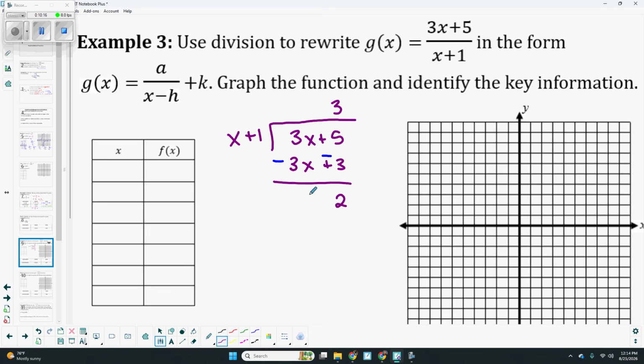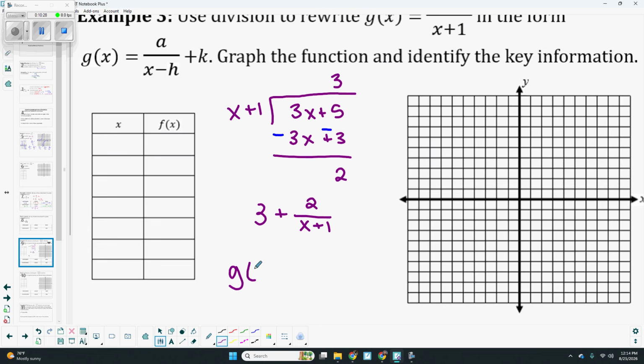So what this would look like is this would be 3 plus the remainder of 2 over what we divided by, x plus 1. So the only thing that we would have to change to make it look like this is we'd flip it around. 2 over x plus 1 first, plus 3. So that's my equation.